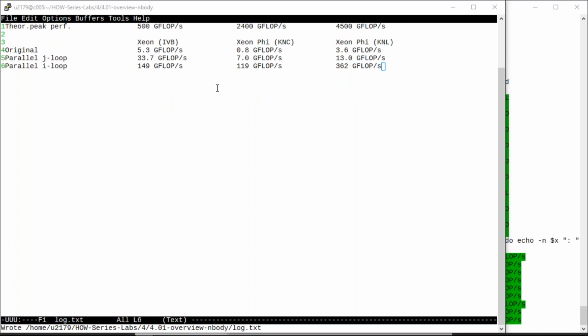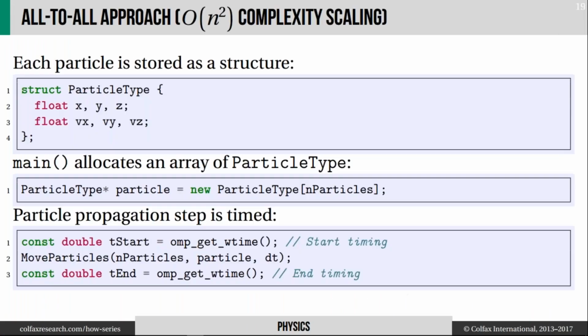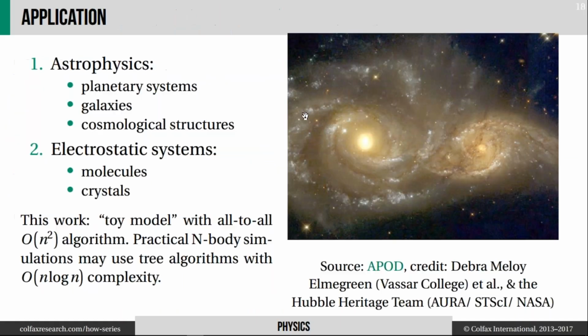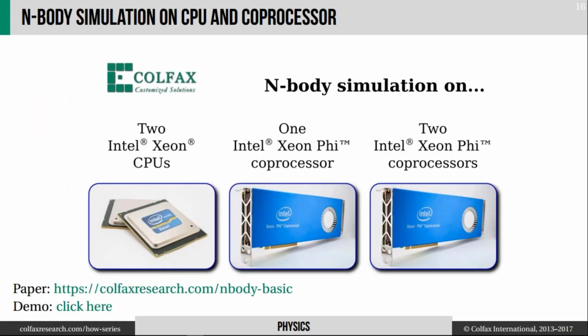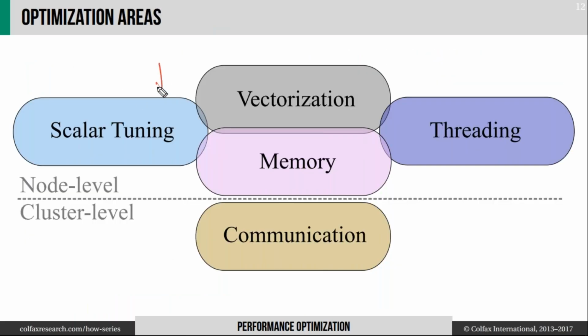Where do we go from here? Well, looking on our diagram, the optimization effort should probably contain these 5 areas of optimization: scalar tuning, vectorization, threading, memory access, and communication, if we're doing cluster computing. We addressed this component, and we have 3 more left in the node level optimization. So which one do we pick next?